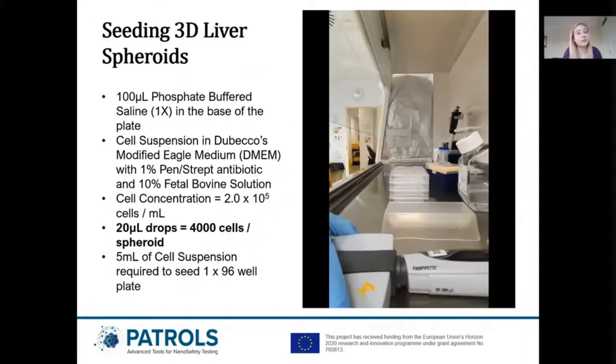Okay, so the process begins with seeding the 3D liver spheroids, and in short, we seed 20 microliter drops of HepG2 cell suspension onto the lids of the 96-well plates. I have prepared a little video to help visualize this process. I'm not sure how well this will come across online, but we'll give it a go and I'll talk you through it a little bit.